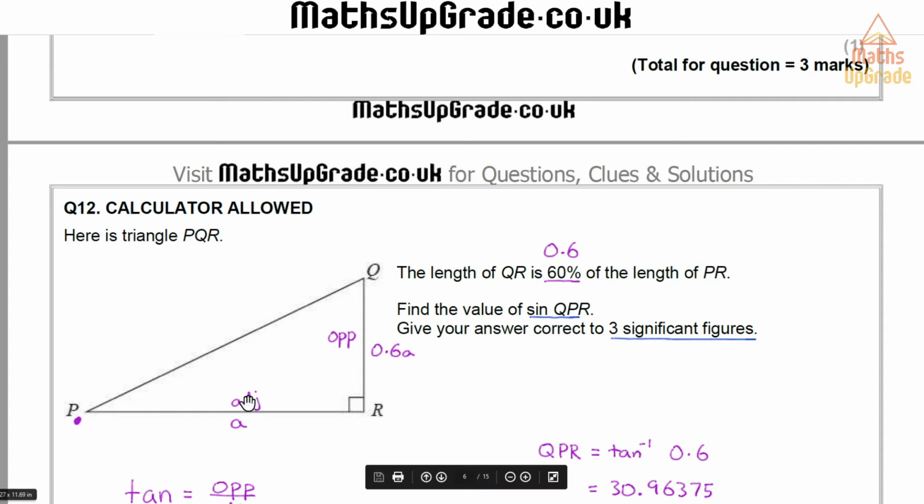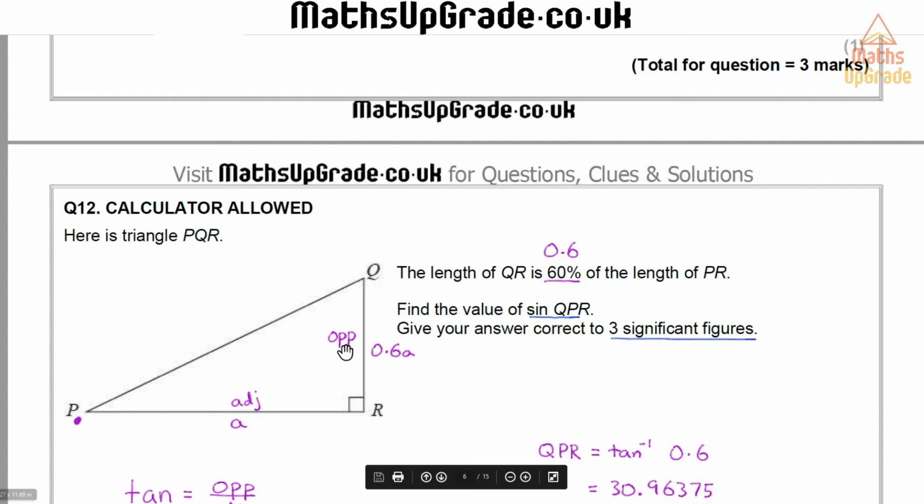So if this is the length PR and this is the length QR, this length here must be 0.6 of this length. So if I give this a letter of A, this must be 0.6A. Okay, so here's the angle I need to find. Imagine I'm standing on this angle. This would be adjacent to me. This would be opposite to me. So the opposite is 0.6 lots of the adjacent.